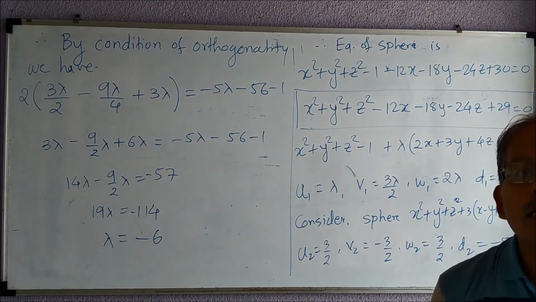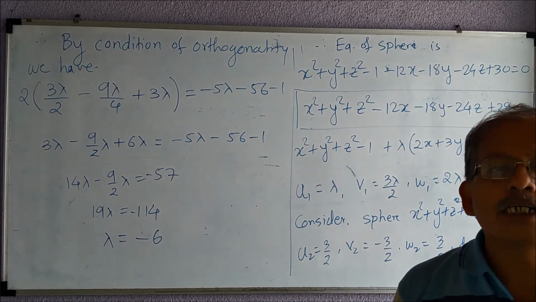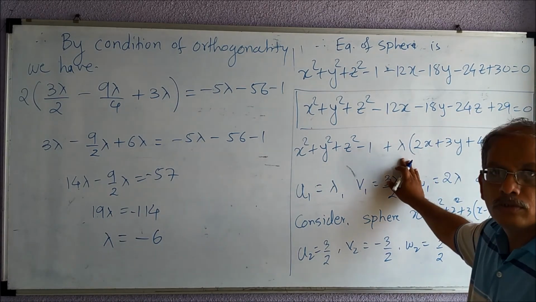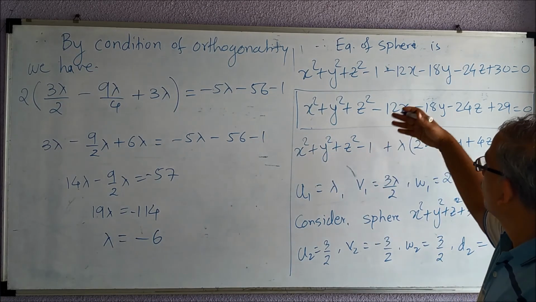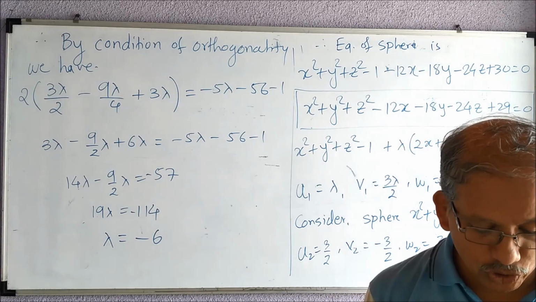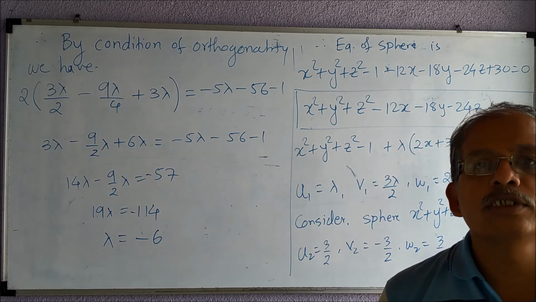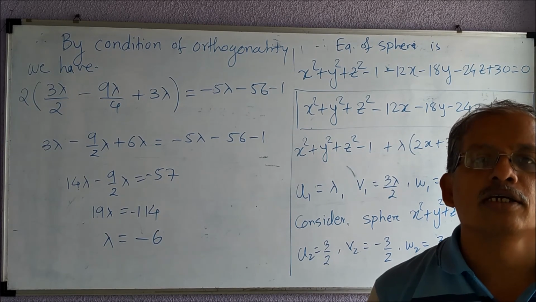See how we have used the information that the two spheres are intersecting each other orthogonally to get this lambda value, and we have calculated lambda from the condition of orthogonality. Once that lambda is obtained, you can put it in the equation and simplify. I hope you have understood this. Try to solve some more problems from the exercise. Okay, fine, thank you.